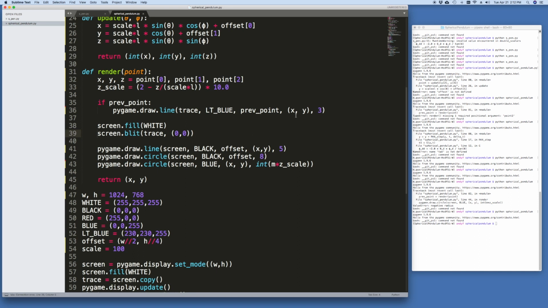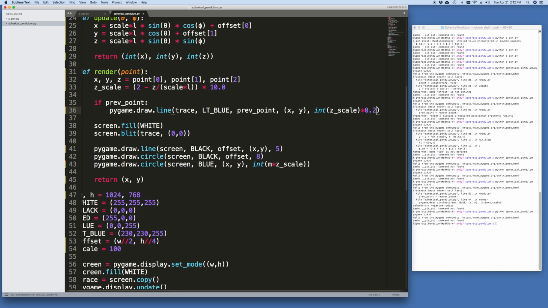You know what, let me do the weight on the string and the line as well. I think that would be pretty neat. So instead of having the weight here, we'd base this on the z scale as well, and let's just multiply it by 20%, I'd say. We'll do the same thing here for the thickness of the string. Maybe make that a little bit thicker.